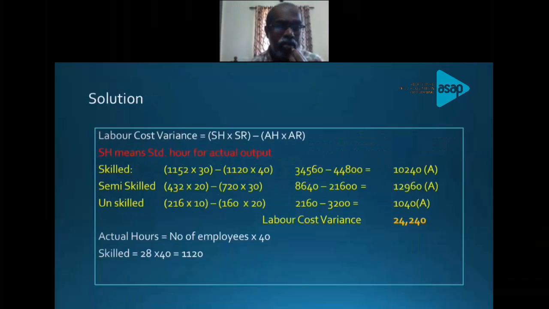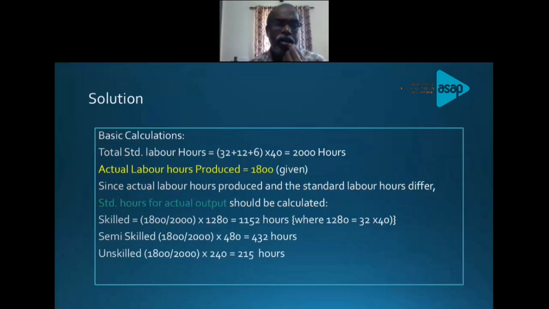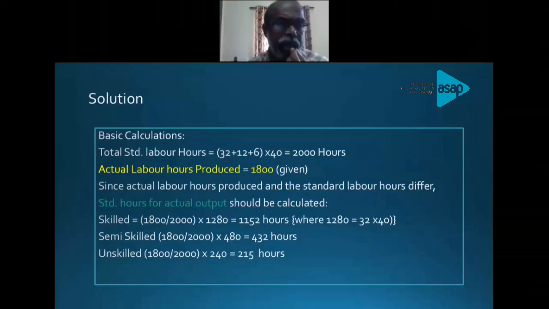Then regarding semi-skilled, 432 into 20. We have already calculated 432. Look at the second last line here. It is 1,800 by 2,480, that is 432. It is the revised standard time now. So 432 into 20: the standard time for actual output is 432 for semi-skilled workers.